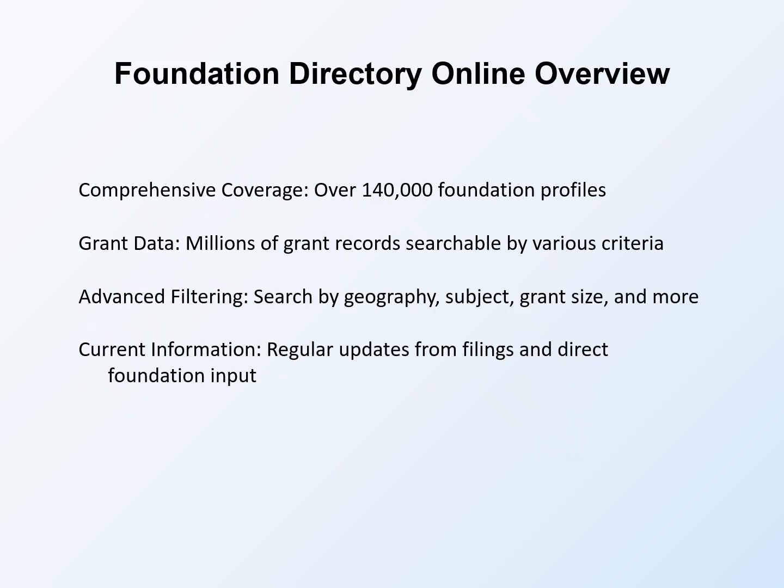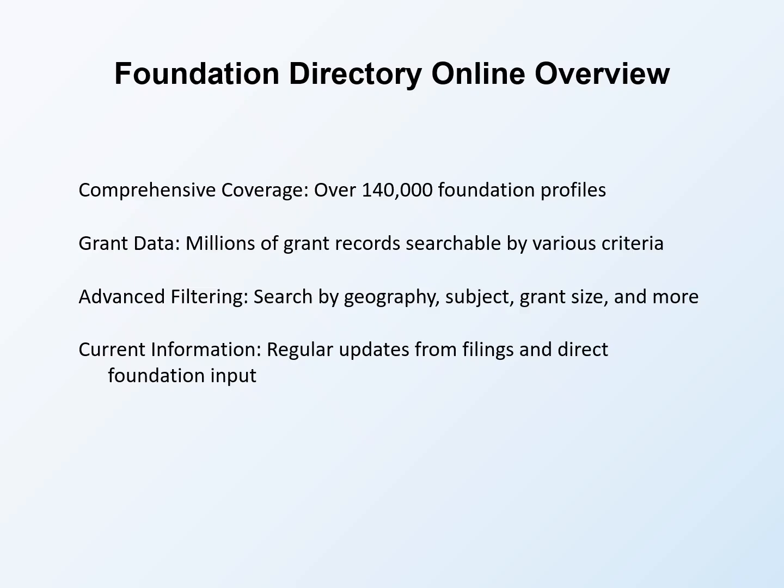Foundation Directory Online provides comprehensive coverage of the foundation landscape. With over 140,000 foundation profiles, it offers the most complete picture available of private foundation giving. This coverage includes large national foundations, smaller family foundations, corporate foundations, and community foundations. Grant data in Foundation Directory Online includes millions of grant records that you can search by recipient, subject, location, and other criteria. This allows you to identify which foundations fund work similar to yours, analyze giving patterns, and assess likely grant sizes. The ability to search grant history is one of the database's most powerful features.